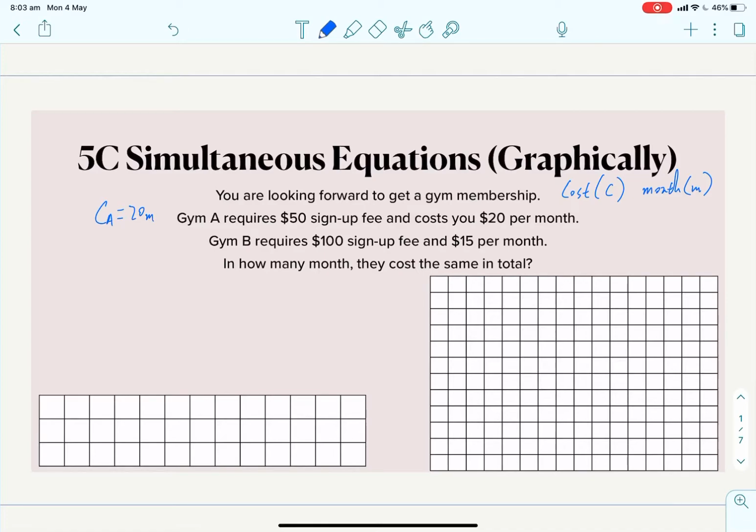Now you've got $50 upfront, so there's one cost at the beginning. No matter how many months, you still need to get charged for that. So it's 20M plus 50. Okay, that's the equation. Easy.